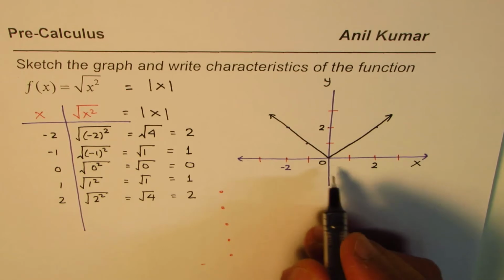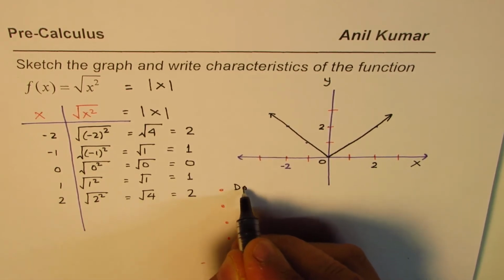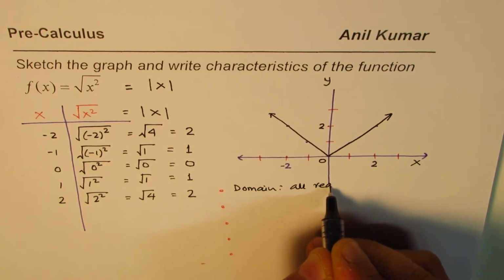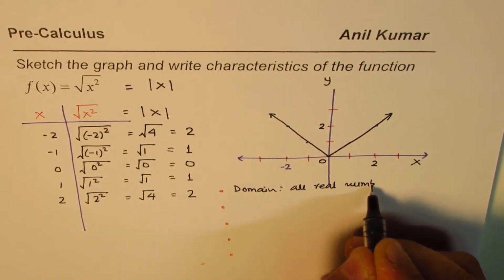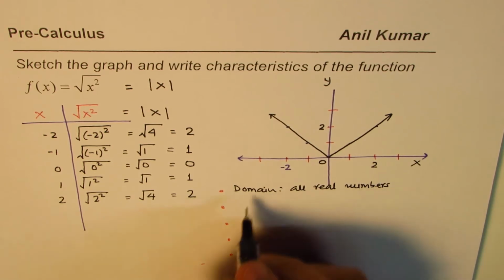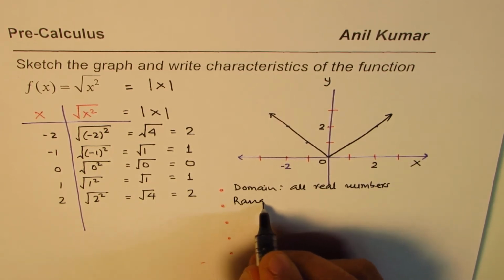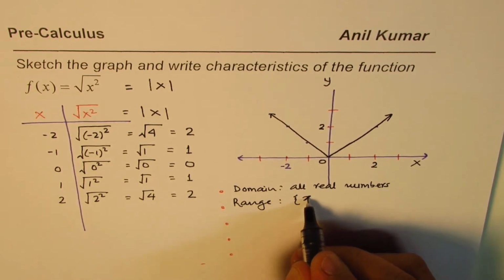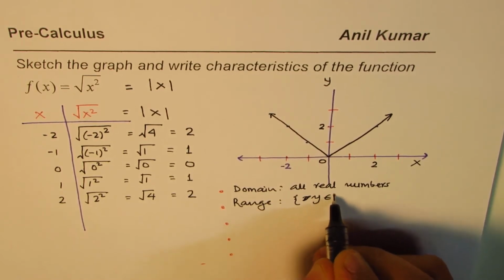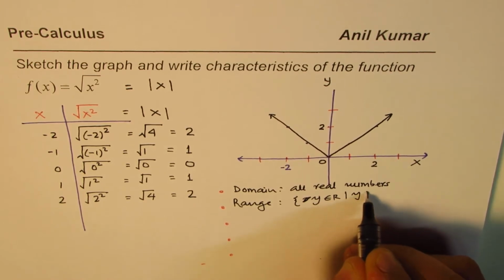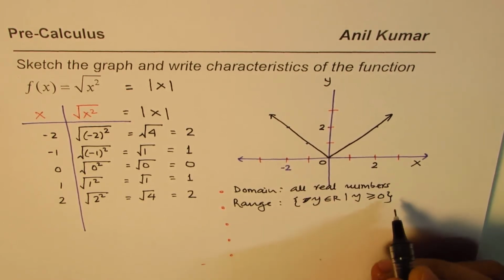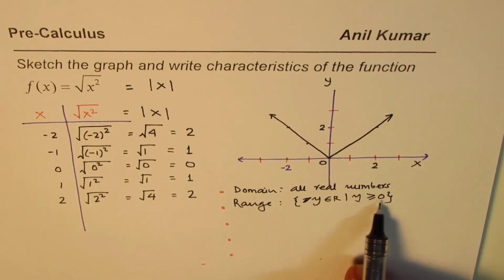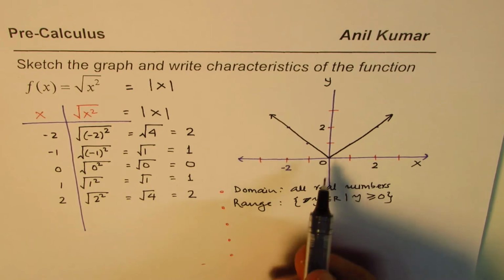So it has no restrictions on domain, so we can say domain is all real numbers, right? I wrote this in words. I'll write range in the set form, just to give you an idea of different ways we can do it, right? So range is y belongs to real numbers, where y is greater than or equal to 0. Is that okay? So it's read as y belongs to real numbers, where the value of y is greater than or equal to 0. That's the range.